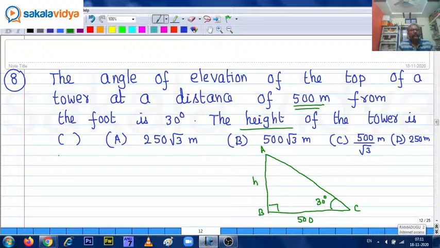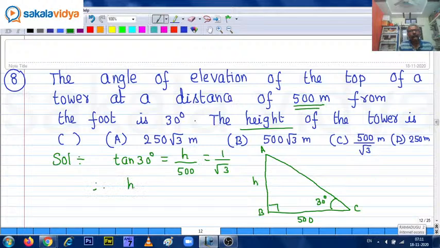Okay, so now the solution: apply tan 30, because the opposite side we need to find out and the adjacent side is known. So tan 30 degrees is equal to h, opposite side, upon adjacent, which is 500. Tan 30 is 1 upon root 3. By cross multiplication you can write h is equal to 500 by root 3 meters. This is the answer.